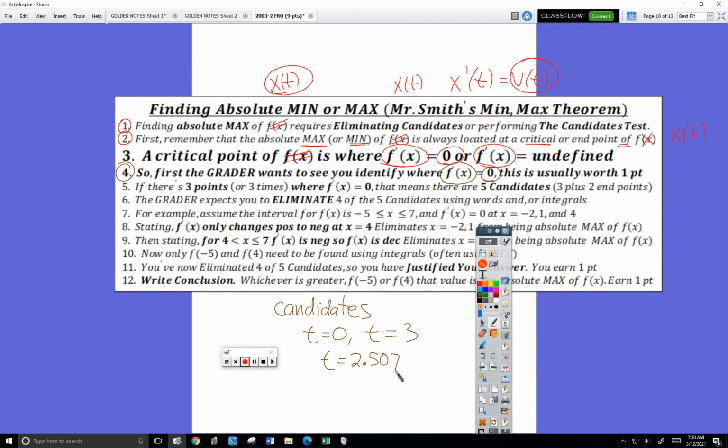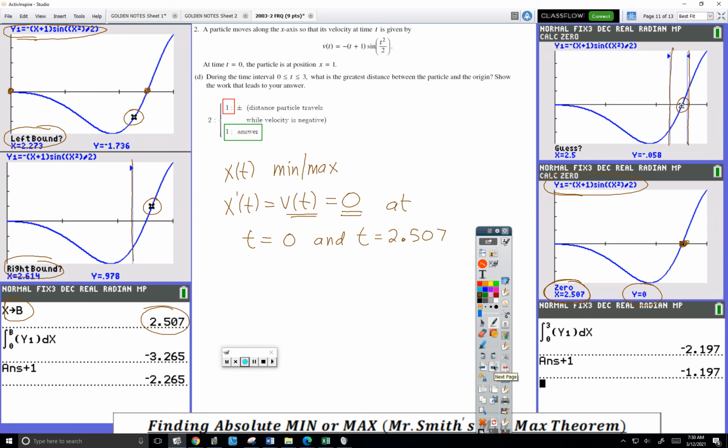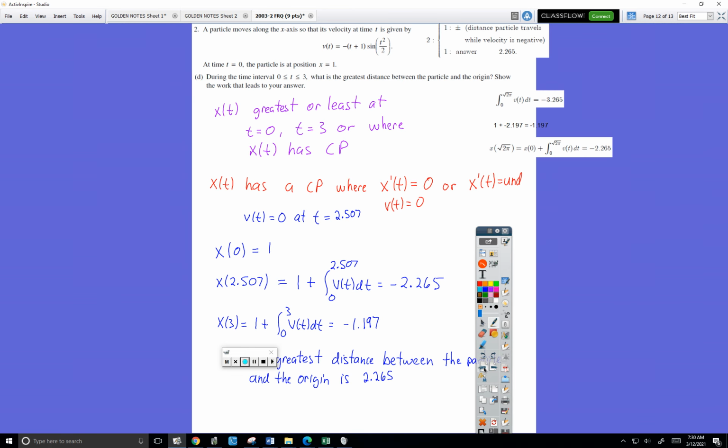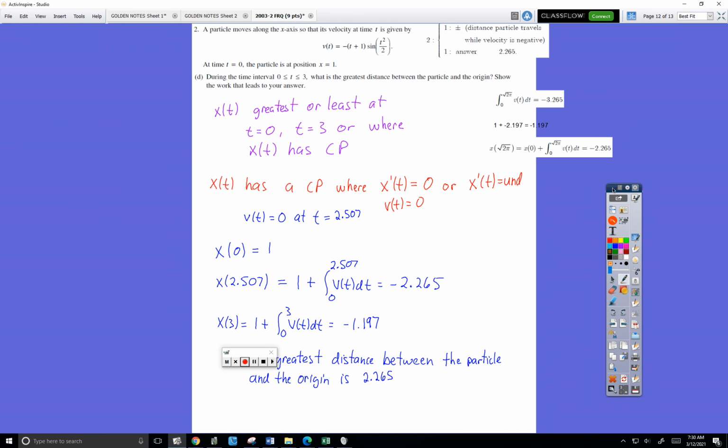In this problem, all we have to do now is find the position of the particle at these 3 times, and one of those times will be when the particle is most left of the origin, and one of those times will be when the particle is most right of the origin. So do that here. I know the position at time 0 is 1. At time 2.507, I do the integral of the velocity added to the position at 1 to find that position. Similar for time 3. Therefore, the greatest distance is when the particle is at a negative position. But it asks for the greatest distance, that would be a positive number.